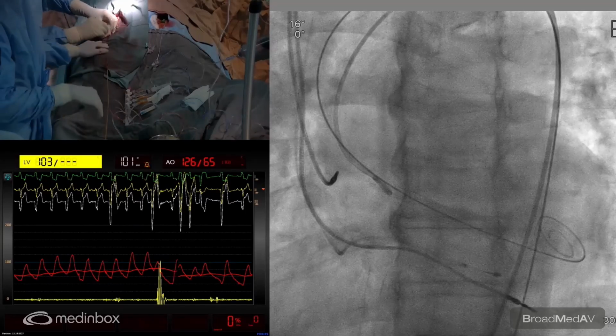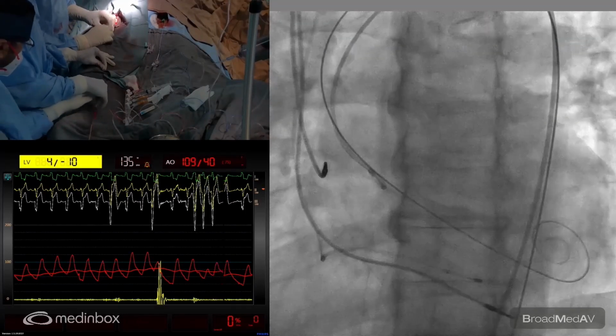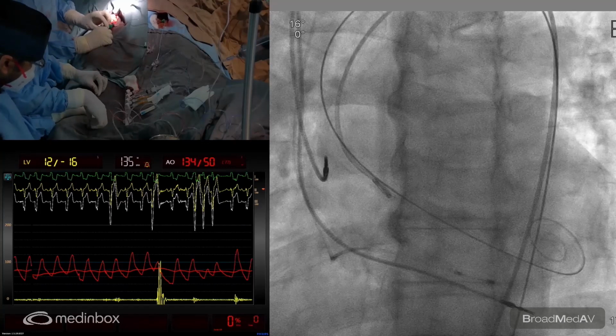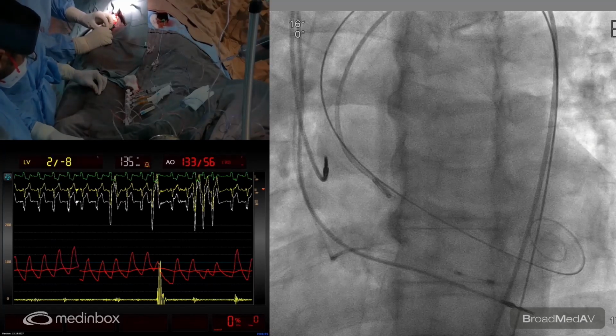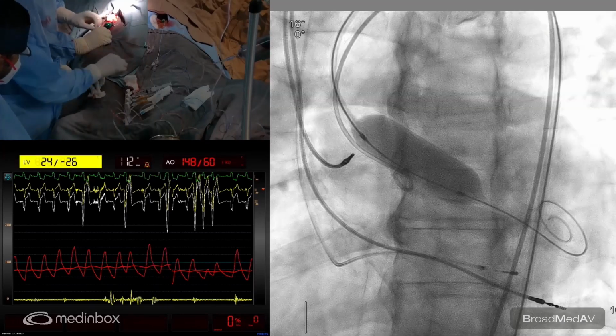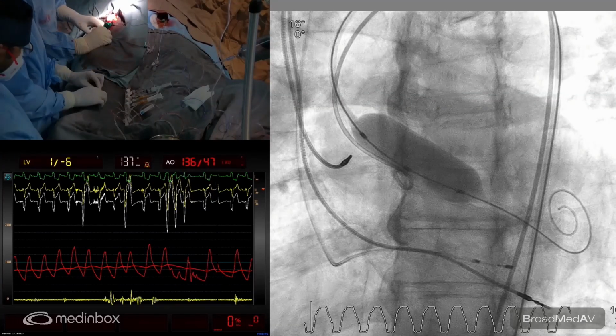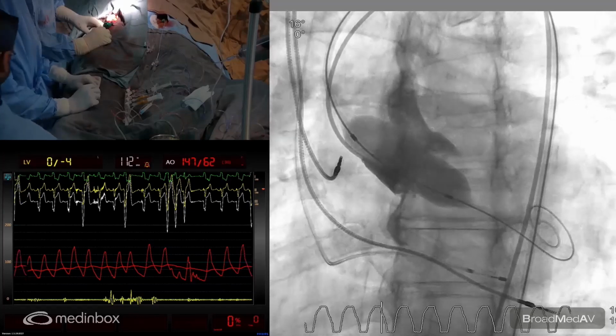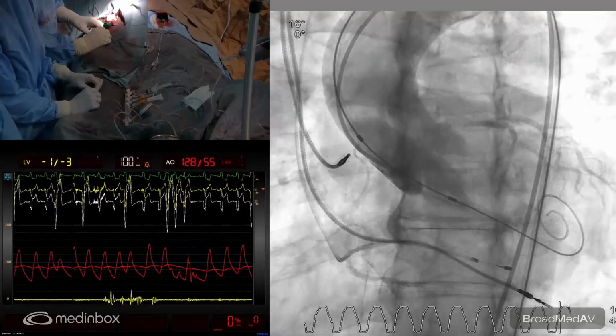You're holding the wire, sir? Yes, please. Yeah. Okay, so now we get the valve ready. As you can see, the pressures have come up nicely. The diastolic is still 60, and there's no significant AR as before. So we can calmly do the valve now. It's a 23 millimeter valve.